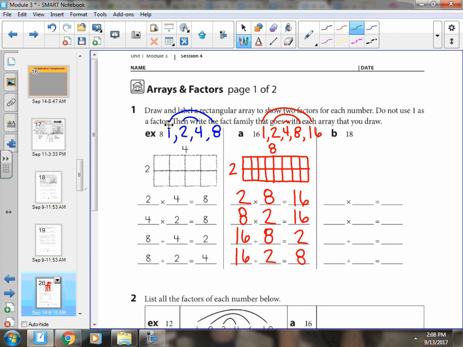If I chose 4 by 4, because 4 times 4 is 16, my fact family would be really quite repetitive. It would look something like this: 4 times 4 equals 16, and 16 divided by 4 equals 4. That's one of the reasons I chose the factors 2 and 8.